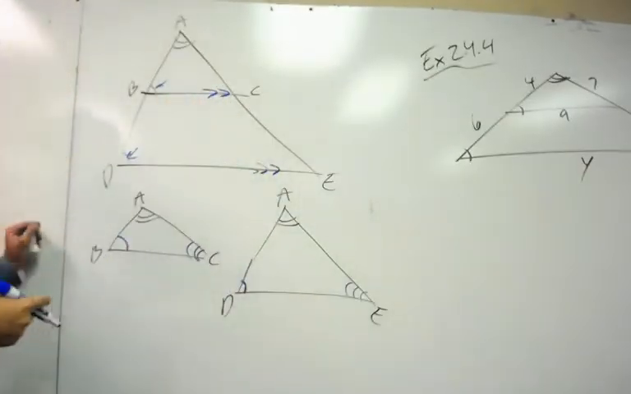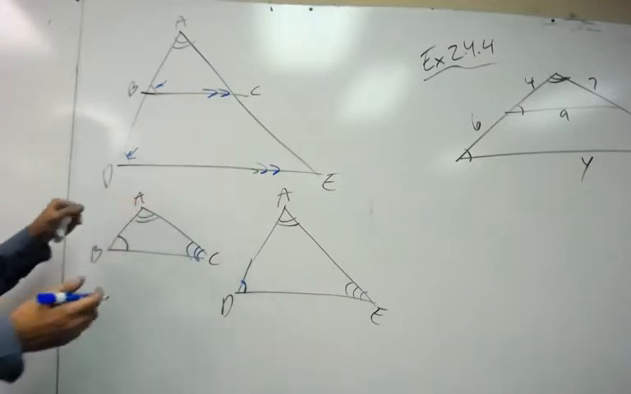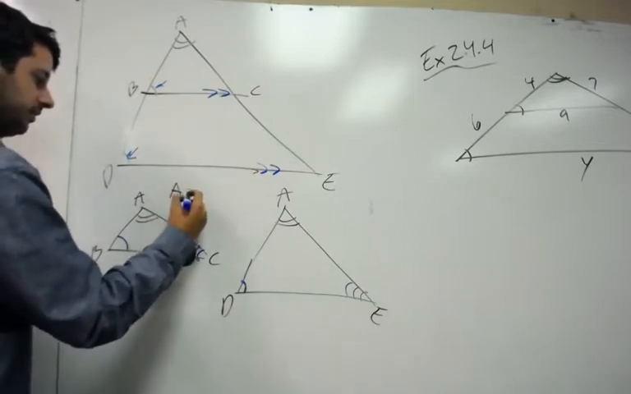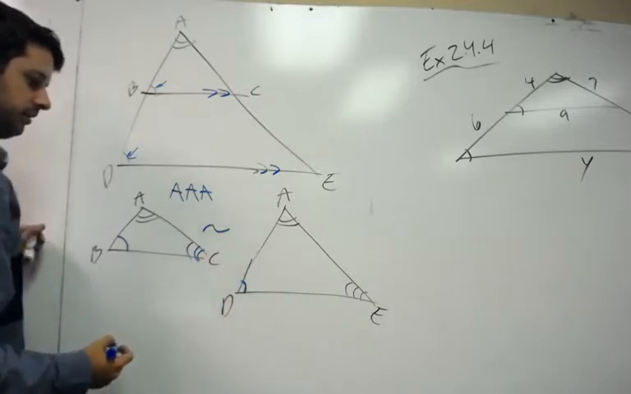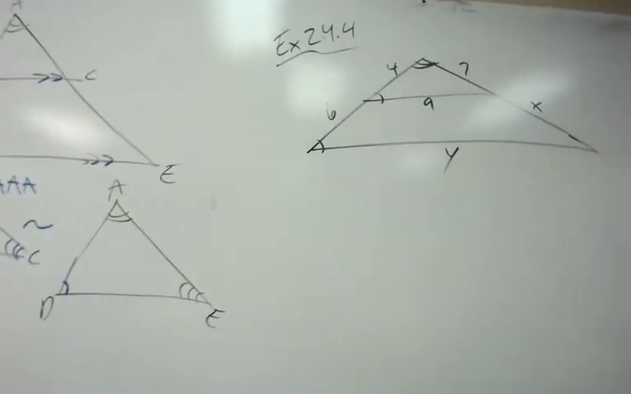But we also know that angle similarity means angle, angle, angle. So because of angle-angle-angle similarity, the triangles are proportional. Let's look at a problem and put it into practice here.